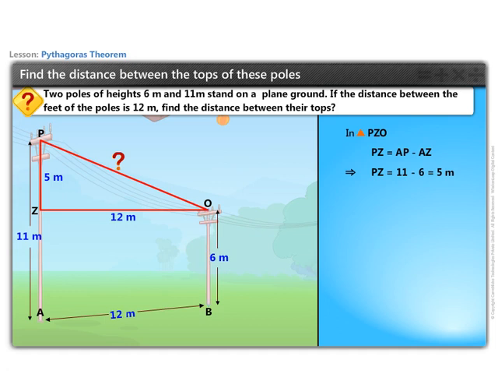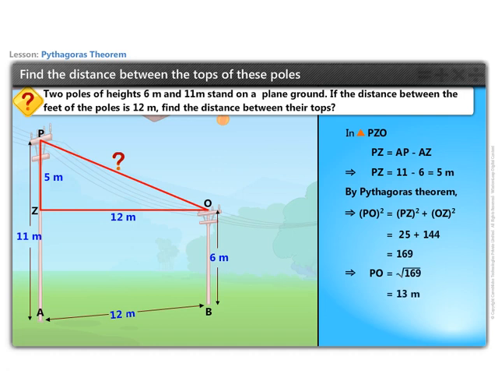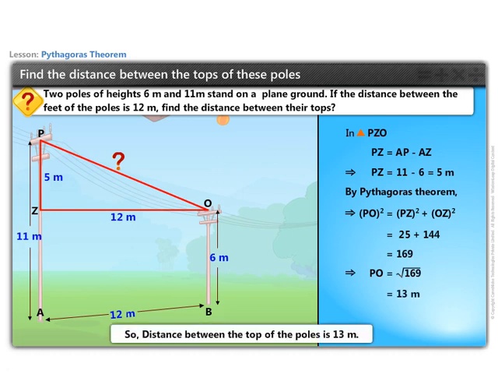PO is the distance between the top of the poles P and O, which is to be determined. PO represents the hypotenuse of the right triangle PZO. Therefore, by Pythagoras theorem, PO square is equal to PZ square plus OZ square. Substituting the values and simplifying, we get PO square is equal to 169. Taking the square root, we get PO is equal to square root of 169, that is equal to 13 meters. Therefore, the distance between the top of the poles is 13 meters.